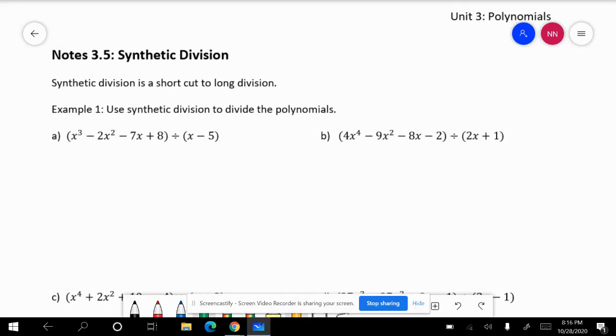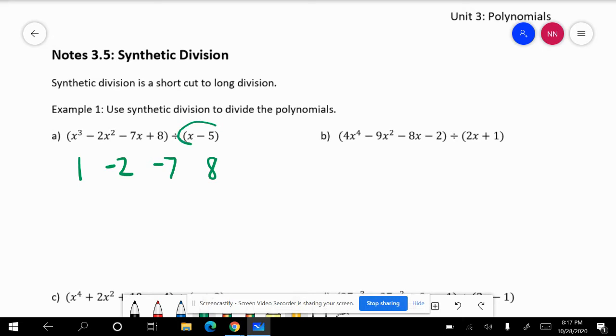We're going to look at dividing polynomials using synthetic division. Synthetic division does a similar process as long division, but it's a little bit easier. What we do is we replace the x's with just their coefficients. So x cubed is 1, negative 2x squared is negative 2, negative 7x is negative 7, and 8 is 8.